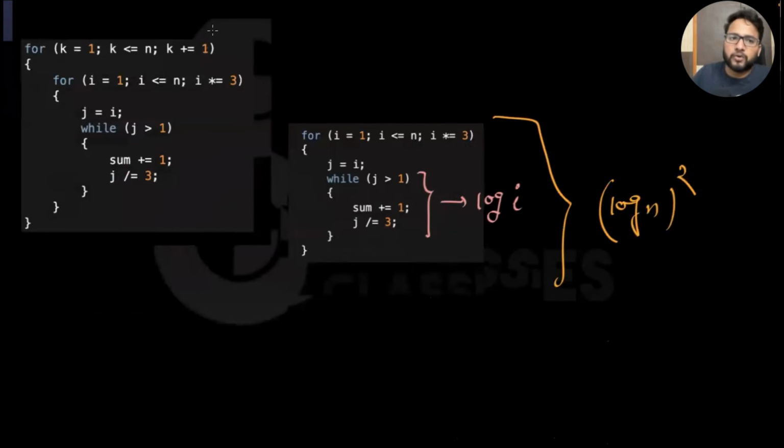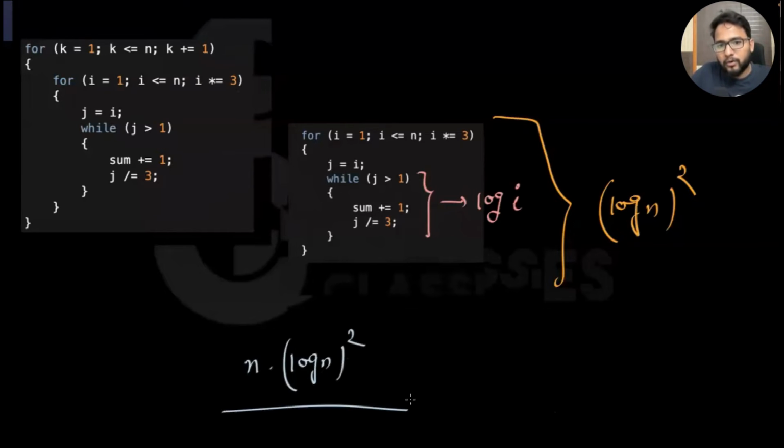The outer loop is going to run n times. For k equal to 1, these are independent actually, right? Since these are independent, you don't need to worry about it. So basically it is n into log n square times, right? N into log n square. I think it was a good question.